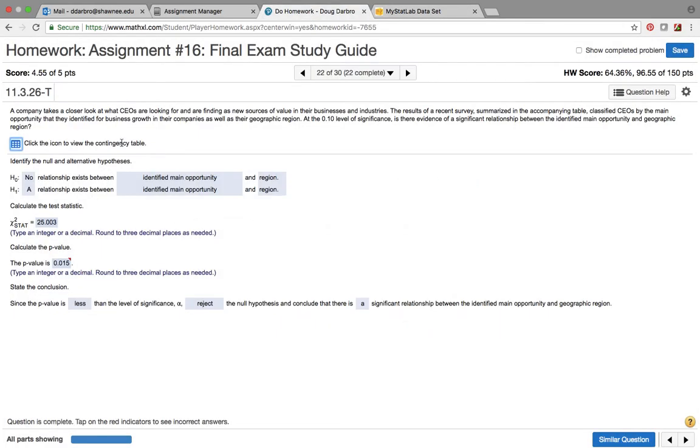Now, the null hypothesis format for chi-square is that there's no relationship between the two categorical variables, and the alternative hypothesis is that there is a relationship between the two variables. So again, if you read the problem carefully, you'll see that at the 0.10 level of significance, they are testing to see if there's a relationship between main opportunity and geographic region. So that's the reason these were selected right here.